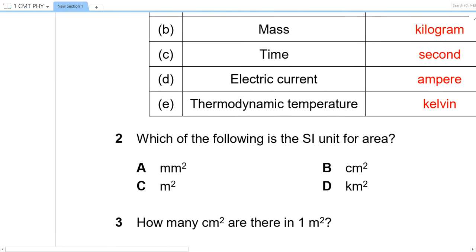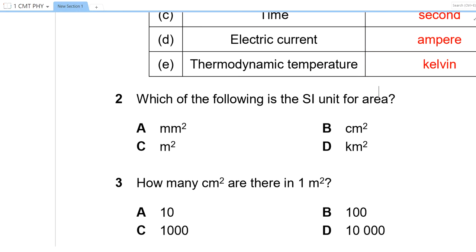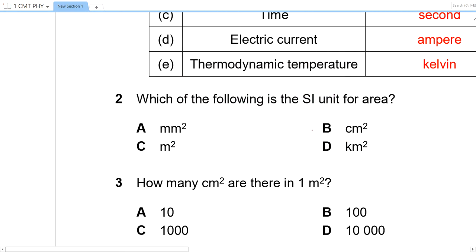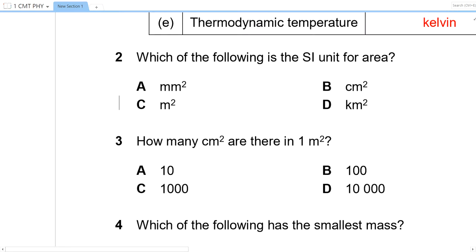Okay, which of the following is the SI unit for area? What do you think? Oh, you saw the answer already, but how do we decide? What do you think is the answer? Okay, so A, B, C or D? C. How do you choose C? Because area is length times. Why are you telling me about length? I'm asking about area, right? So length and breadth, is that the formula for area?